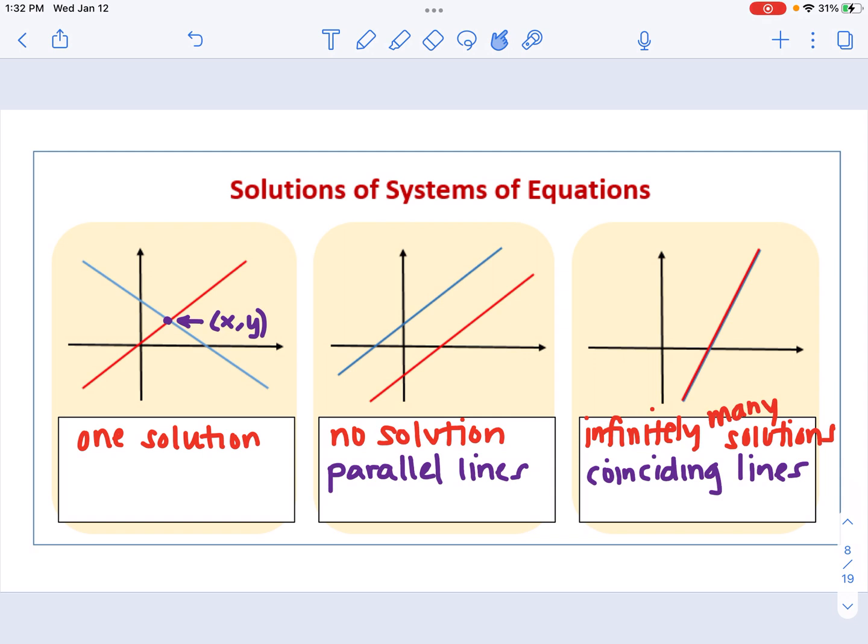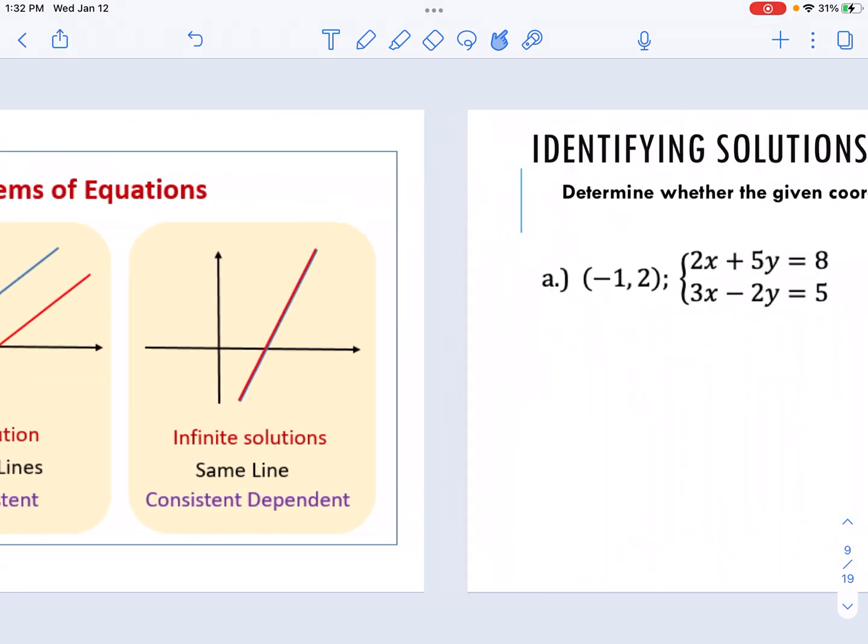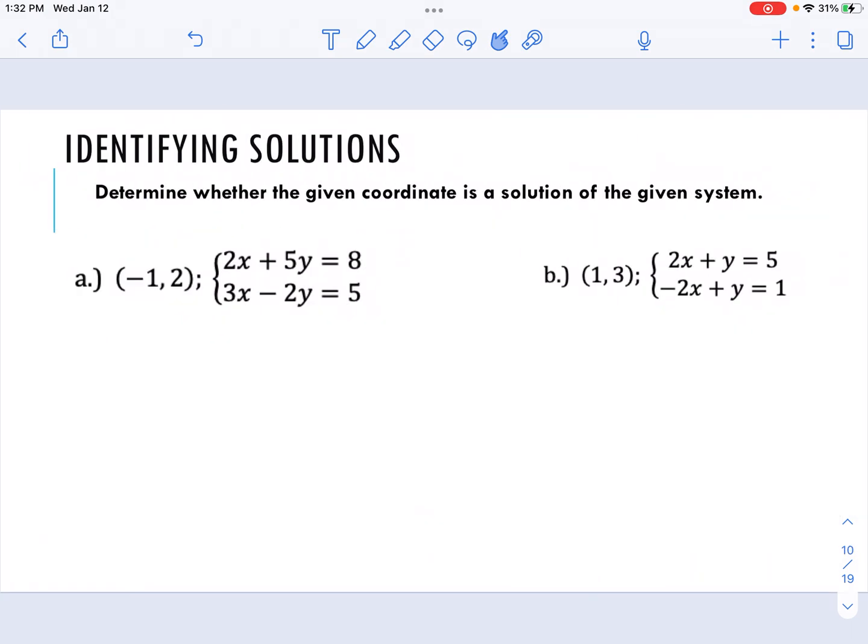Now that we know what it means to solve a system, and we know the different types of solutions, let's move on to identifying solutions for a linear function. In these two examples, which you also see on your notes, I've given you an ordered pair. We want to know whether the given coordinate is a solution to the given system. Visually, we can take both of these equations, plug them into Desmos, and see if this is the ordered pair, or the coordinate point, in which both lines intersect.